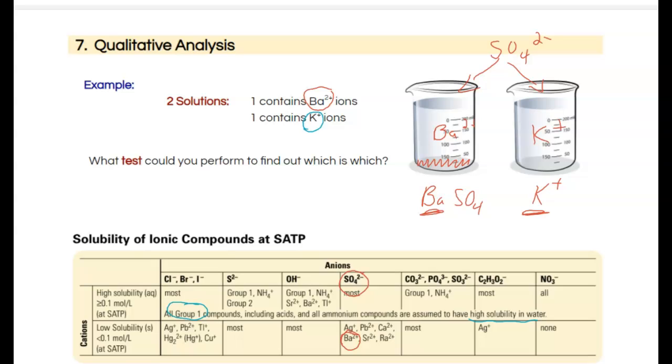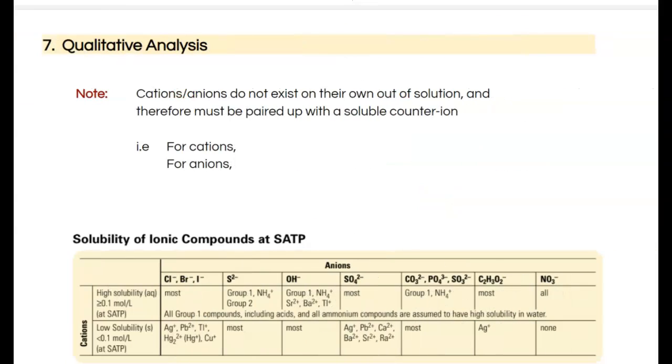Now, what are some other possibilities? Well, I see that sulfate is insoluble with most. So is hydroxide. Same with all of these cations or anions as well. So those would also have been some good choices to add instead of my sulfate. So if you chose that, then you're in good shape. Okay, let's look at another example.